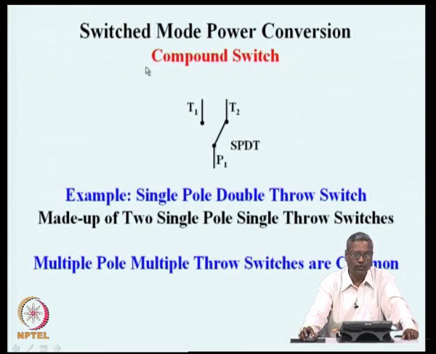circuits we will use compound switches, but these compound switches will be made up of several simple switches. For example, a single pole double throw switch that is shown here is made up of two single pole single throw switches. The poles are connected in common and throws are kept separately, and you will see that a single pole double throw switch can be realized with two single pole single throw switches.